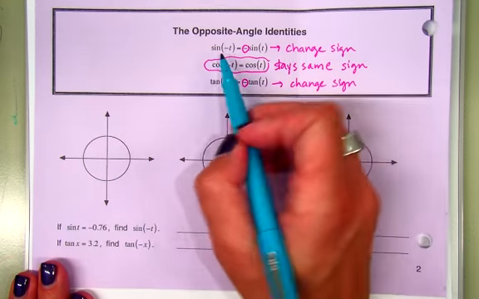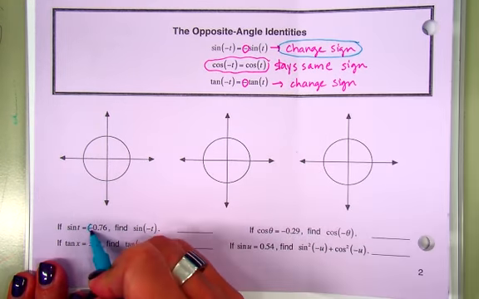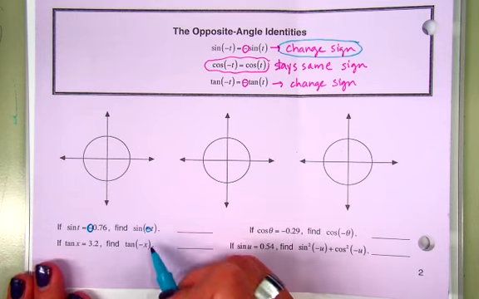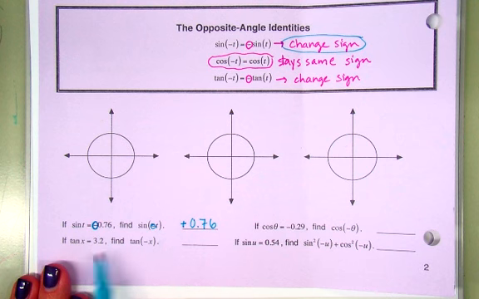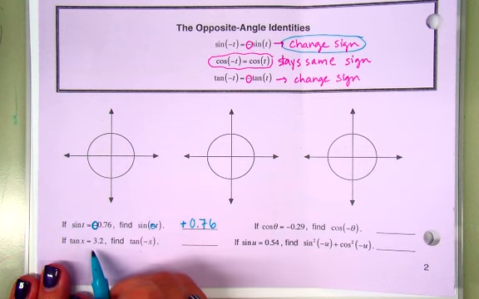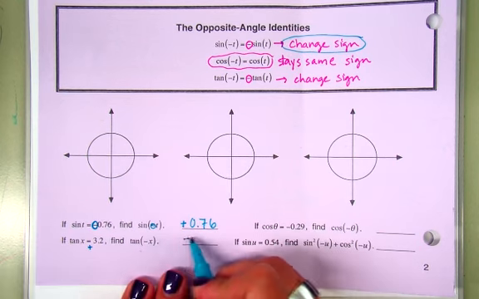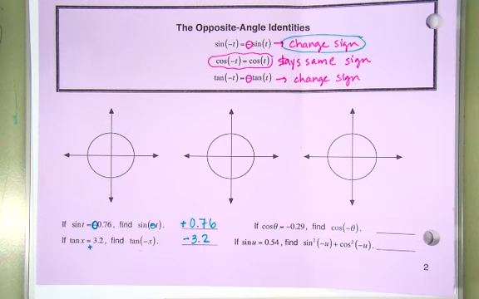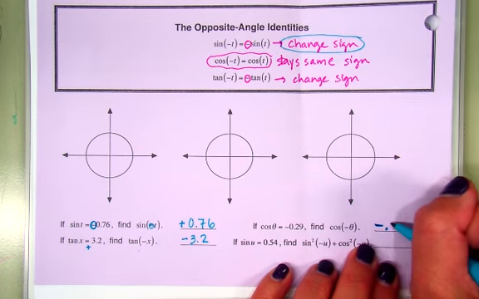Well, what did it tell me? For sine, I have to change the signs. So if this is negative, what's the sign of the opposite of t going to be? Positive. For tangent, we do the same. You don't have to write the plus, no. I was just emphasizing that it's positive. For tangent, they gave us a positive 3.2. So the tangent of negative x will be negative 3.2. For cosine, it doesn't change. So it's still going to be negative 0.29.